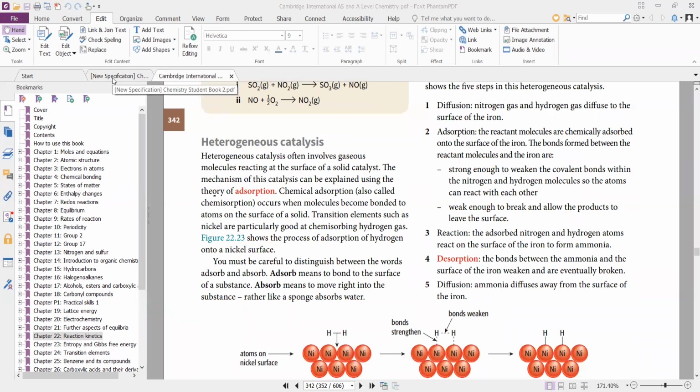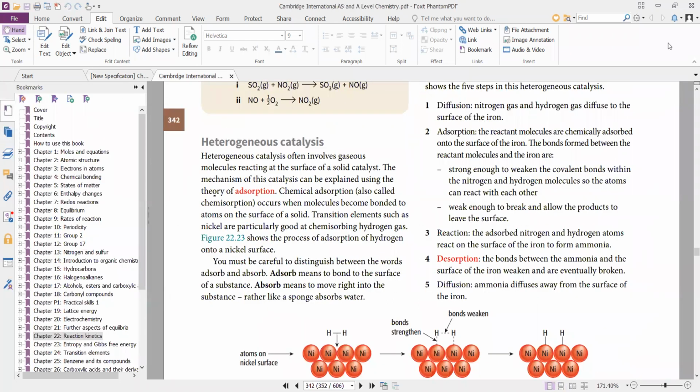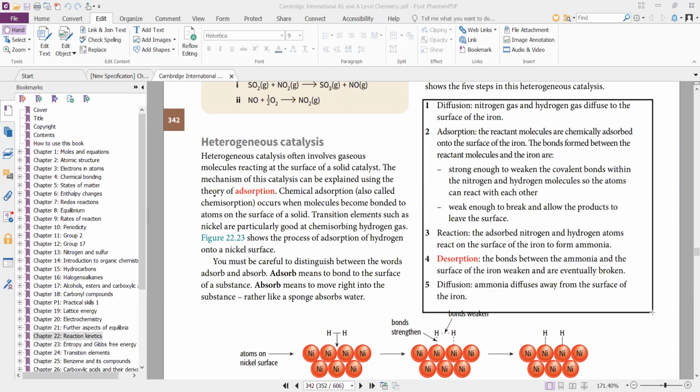Now, your book has given only 3 steps for the Haber process. I would like you to write it as these 5 steps. This is the action. Let's write this. Before writing this, you can write the Haber process equation.